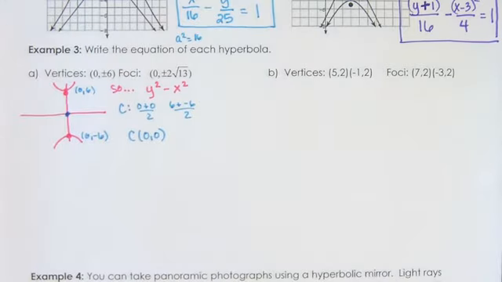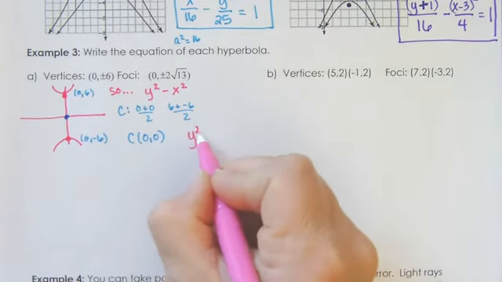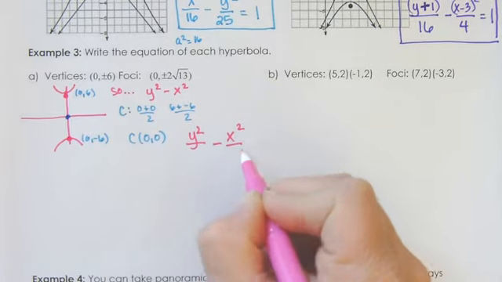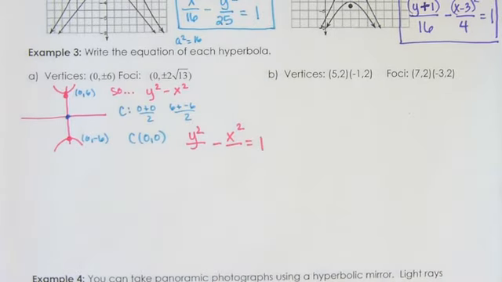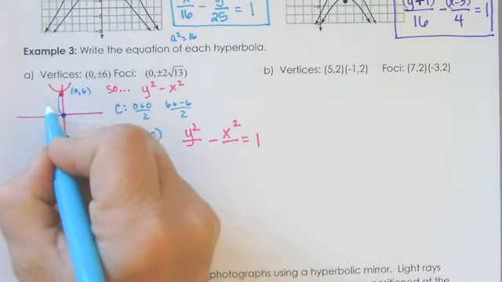So if you really wanted to, you could start your equation right now. I know that this is going to be y plus 0 squared over something minus x plus 0 squared over something else equals 1. So now I just need to figure out how far up and down it went and how far left and right it went. Well, I gave you one of them. You actually can look here and see that from the center to a vertex, I went up 6.